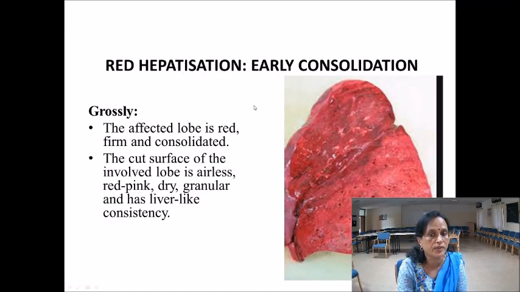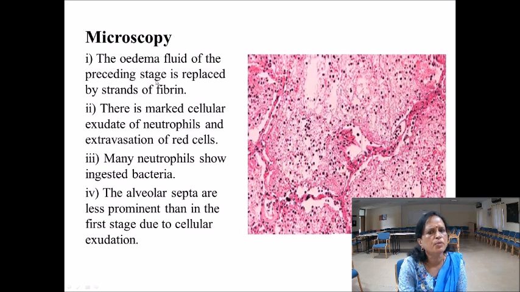Next stage is red hepatization. So the lung still looks red, but it is becoming slightly firm in consistency because of the inflammation, and whatever so much of edema was there. Now the cut section is airless and it appears quite granular, and if you feel it, it is firm, consolidated, it looks like liver. So microscopy, make out the difference between the previous slide I showed and this.